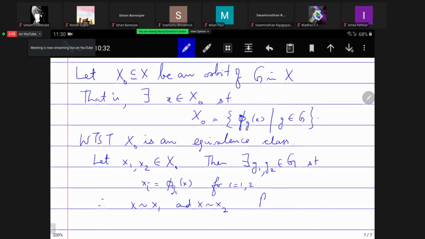By symmetry, this is an equivalence relation that we have already verified. By symmetry and transitivity, x1 is related to x2. So every pair of elements in this set x0 are related to each other. So this means that x0 is a subset of some equivalence class.